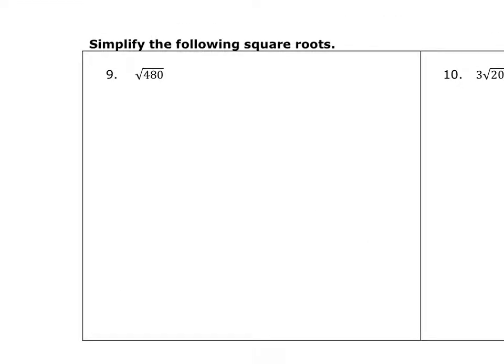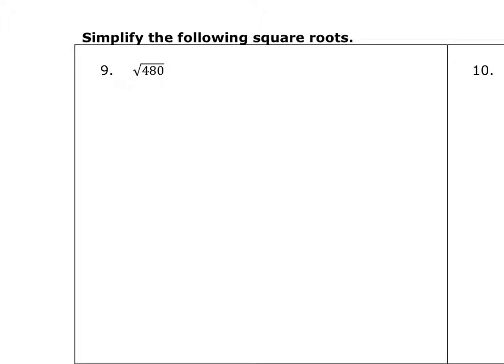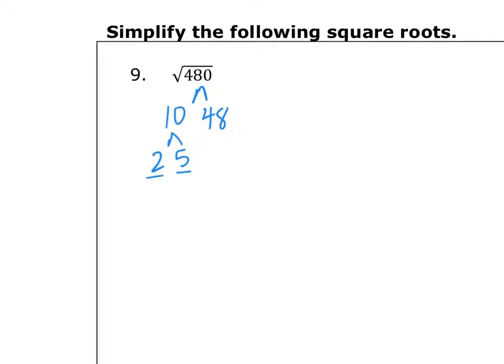Problem 9 asks me to simplify the following square root. So I'm going to break this up. You could say 480 is even. You could also say 480 ends in a 0, so it's divisible by 10. So 10 and 48. Now 10 can be broken up further with 2 and 5, but you cannot break up 2 or 5 further. 48 is 6 times 8, so 6 is 2 and 3, and those are both stuck.